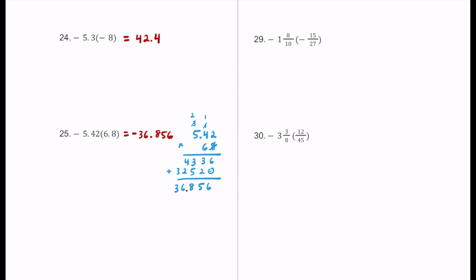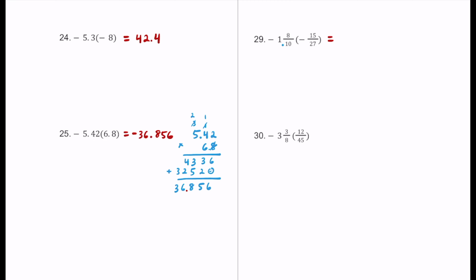Alrighty, for number 29, we have a mixed number multiplied by a fraction. So we have negative 1 8/10 multiplied by negative 15/27. Because we have these two negatives here, we're going to multiply and get a positive product. Okay, but let's worry about that in just a moment. So let's turn this 1 8/10 into an improper fraction first.